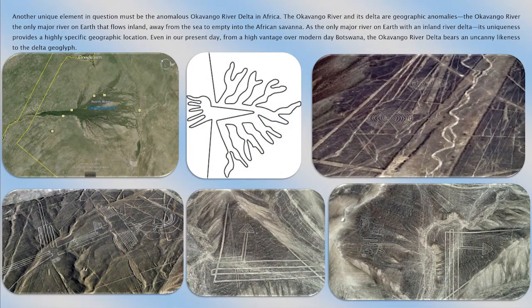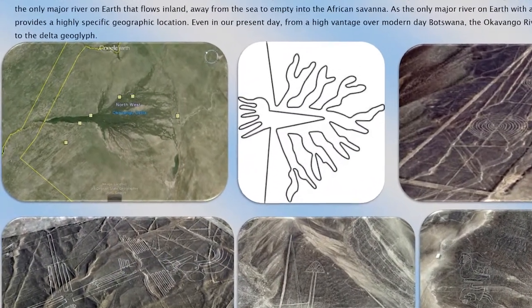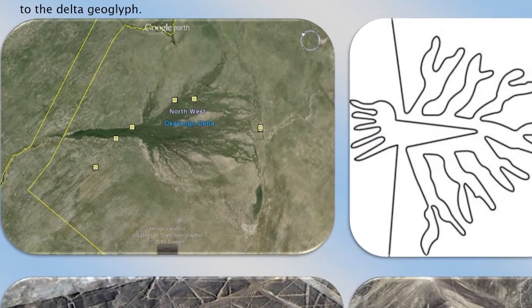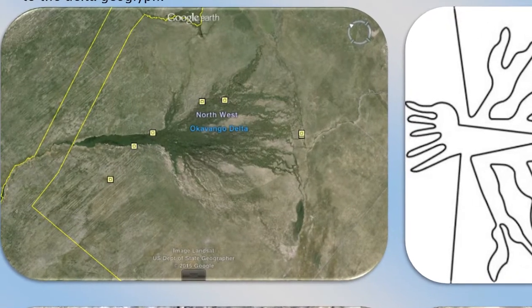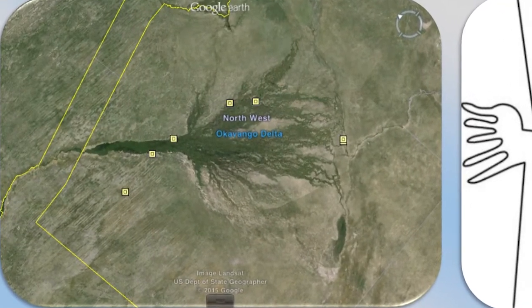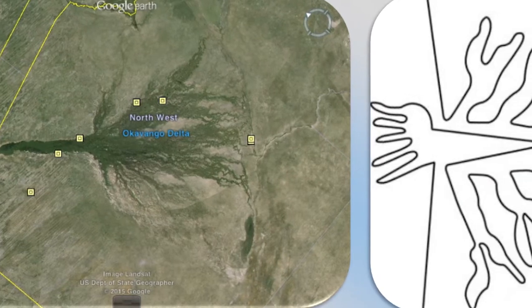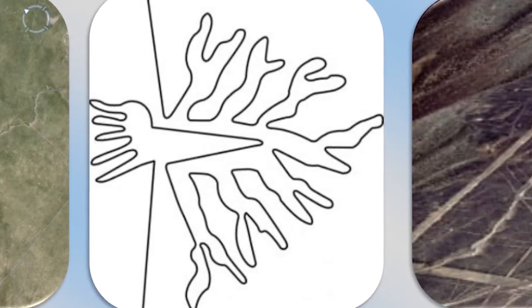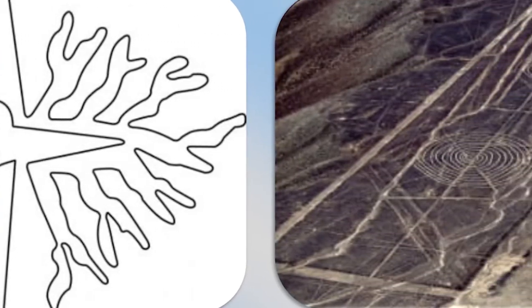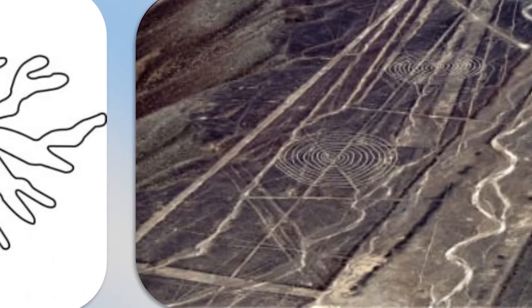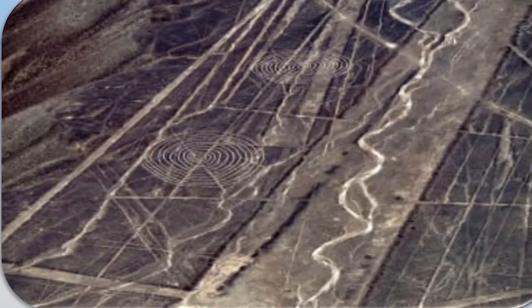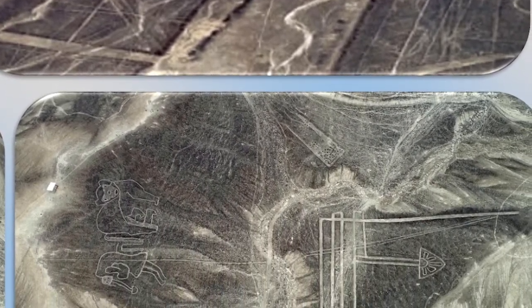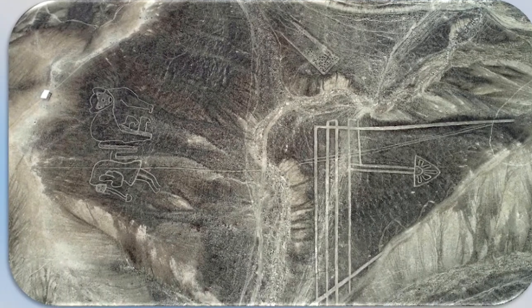Another unique element in question must be the anomalous Okavango River Delta in Africa. The Okavango River and its delta are geographic anomalies. The Okavango River is the only major river on Earth that flows inland, away from the sea, and empties into the African savanna. As the only major river on Earth with an inland river delta, its uniqueness provides a highly specific geographic location. Even in our present day, from a high vantage over modern-day Botswana, the Okavango River delta bears an uncanny likeness to the delta geoglyph. So as you can see, that design is supposedly the African Okavango River delta. So that's supposedly the African area.